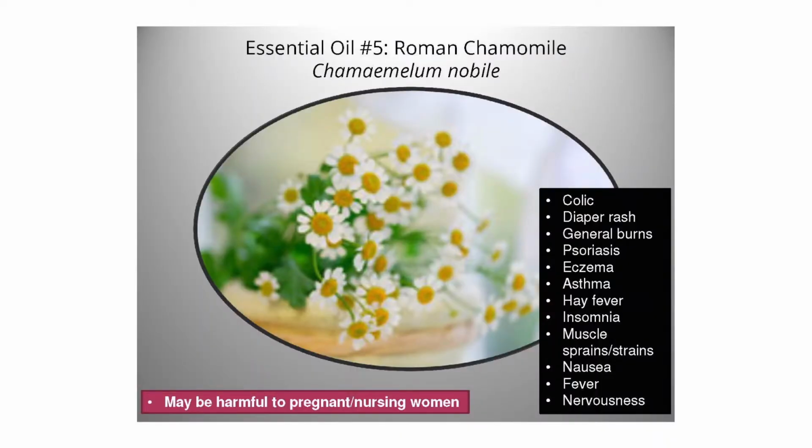Okay, number 5. And now we get to the ones that are not as commonly used, and you may not have in your repertoire already. But number 5 is Roman chamomile. And I'll tell you, Roman chamomile is one of my favorite essential oils. And I will tell you why. I don't know anything it can't do. It is a great anti-inflammatory. It has some very powerful anti-inflammatory components.